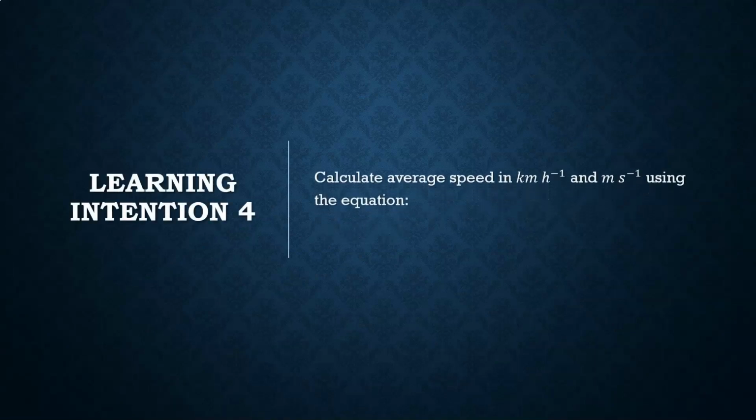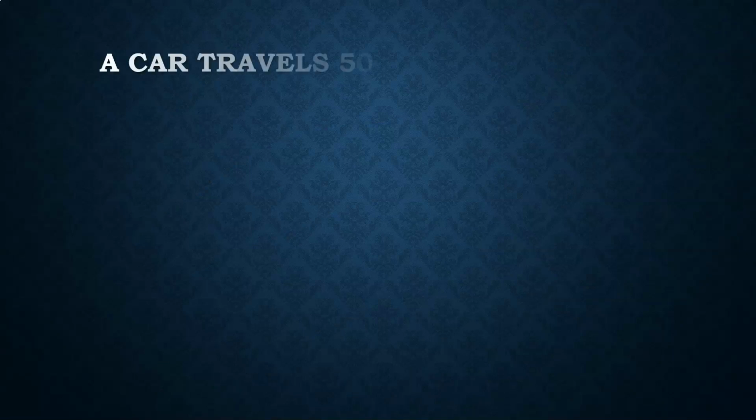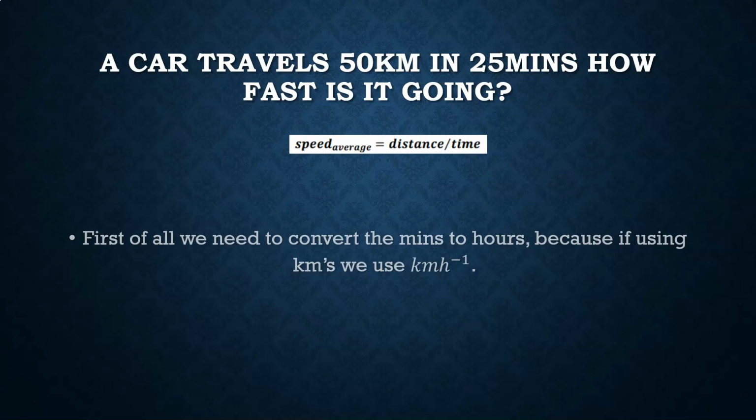Learning intention number 4. Calculate average speed in kilometers per hour and meters per second using this equation. Speed equals distance divided by time. So we've got a car that travels 50 kilometers in 25 minutes. How fast is it going? So we've got our formula there. Speed equals distance divided by time.